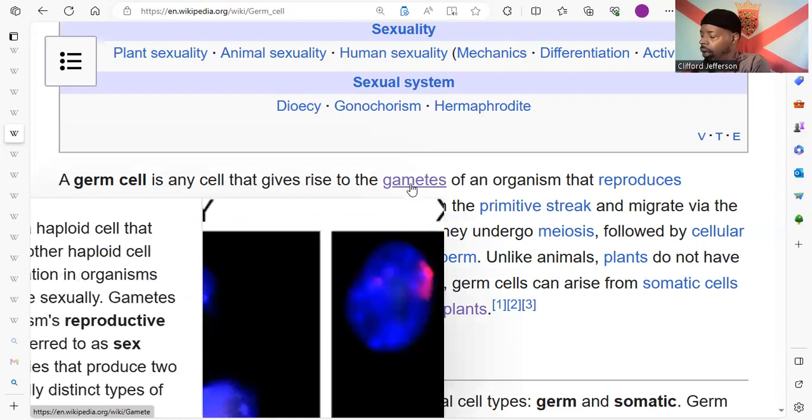The gut of an embryo. One second, let me answer this. I'm doing the video, boo boo.